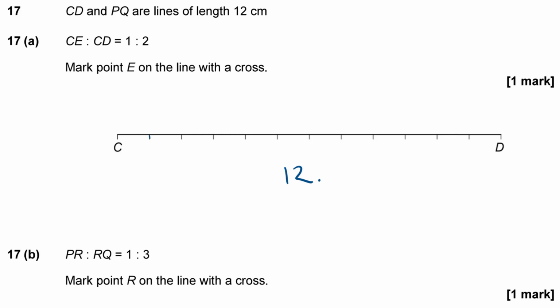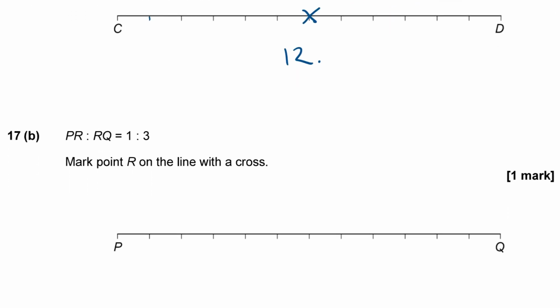So we're told that CE to CD is in the ratio of 1 to 2, and we know that CD is of length 12. Well, I can see that 2 times 6 is 12, so this one must be times 6 as well. CE should be 1 times 6, which is 6 units in length. So mark E on the line with a cross. It's going to be 6 units up from C. 1, 2, 3, 4, 5, 6. It's going to be here. Okay.